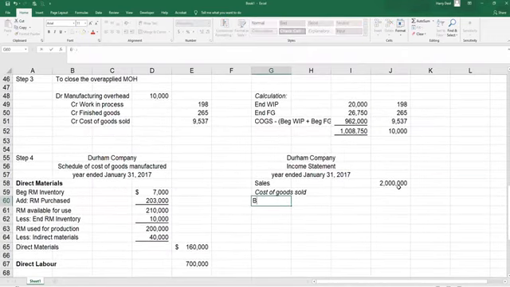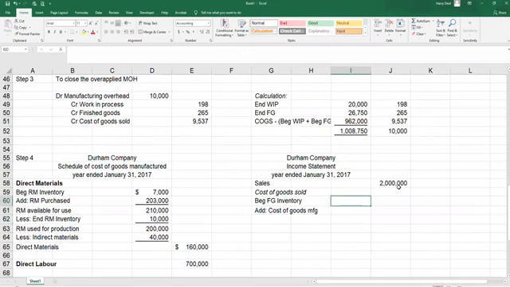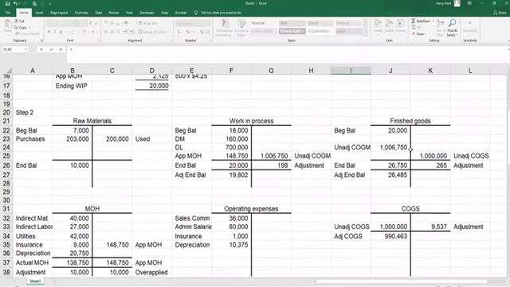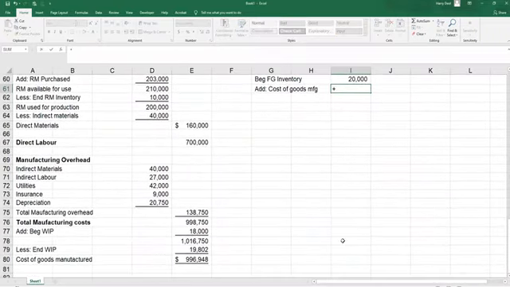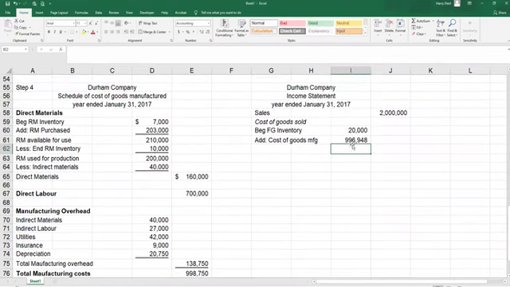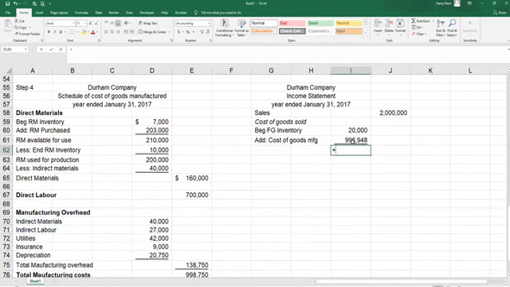How do we get to that? Well, we'll say we began with the finished goods inventory, add cost of goods manufactured. So beginning finished goods inventory was worth 20,000. The cost of goods manufactured for the year is 996,948. Added together, we get 1,016,948. That's the cost of goods available for sale.